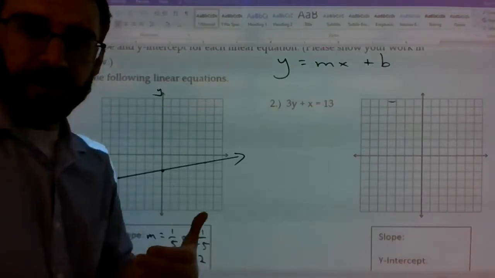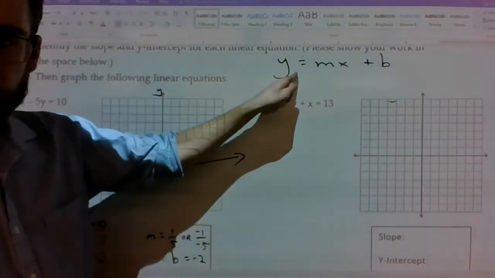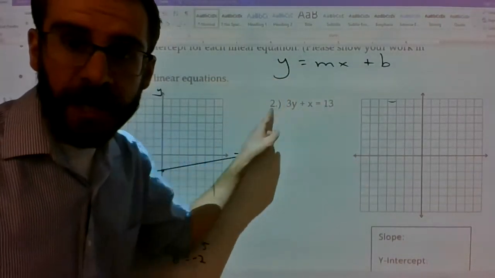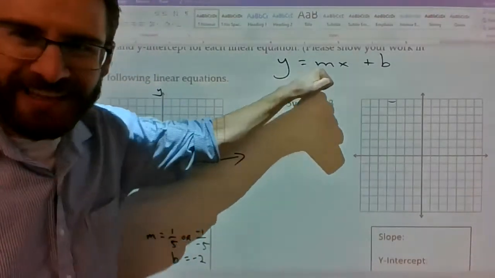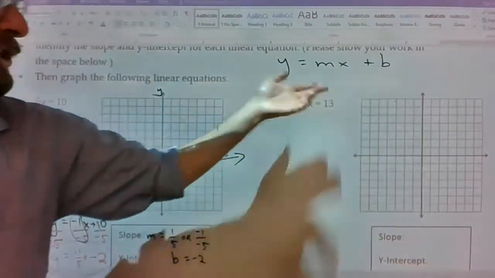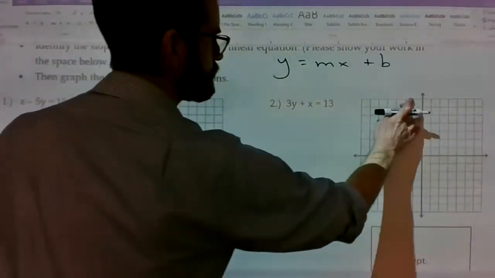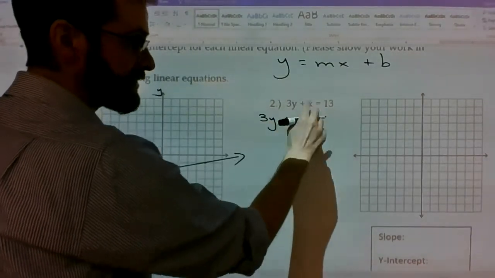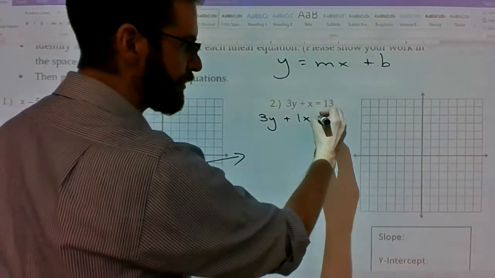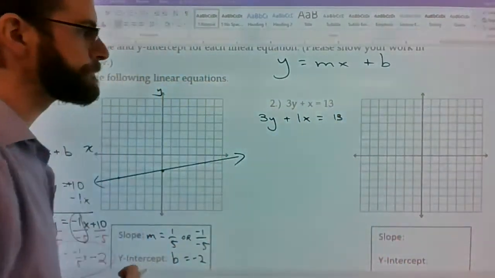So the only new skill that I introduced is, can you now manipulate the equation to get y by itself? We want it to look exactly like this. Let's try it on number 2. So I'm going to rewrite it as 3y plus 1x, just to have a number in front of my x and a number in front of my y.